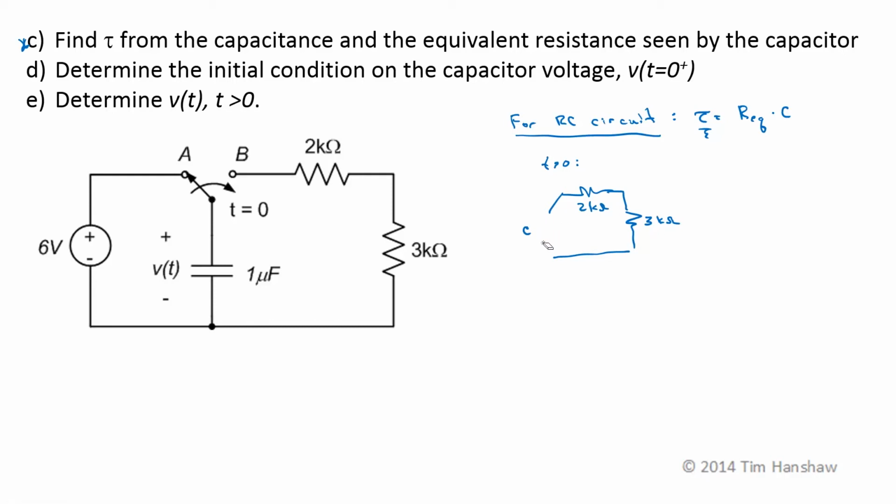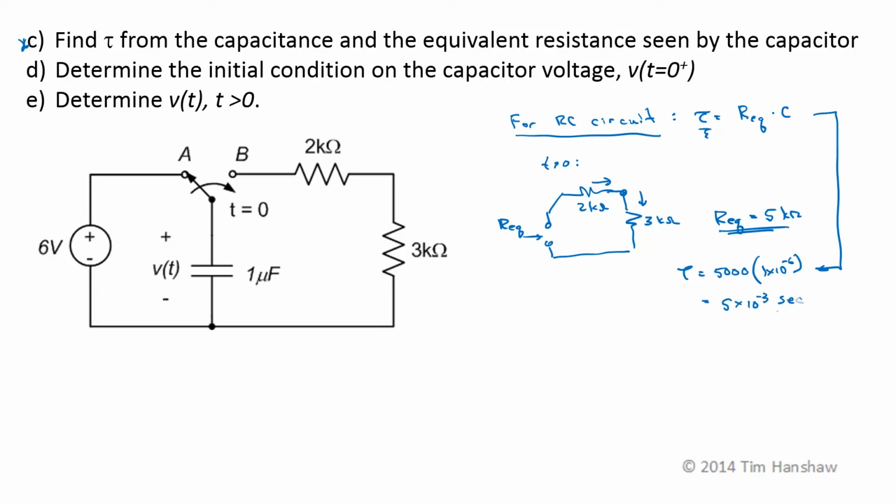So we're going to take the capacitor out, look at the terminals across which the capacitor is connected, and calculate an equivalent resistance. These two elements are in series, so Req is just the sum of the two individual resistances. So Req is 5 kilo ohms. So tau from this equation is Req times C, so that's 5,000 times 1 times 10 to the minus 6th, which is 5 times 10 to the minus third seconds, which is the same answer we got from the differential equation, as it should be, because there is only one time constant for the circuit.